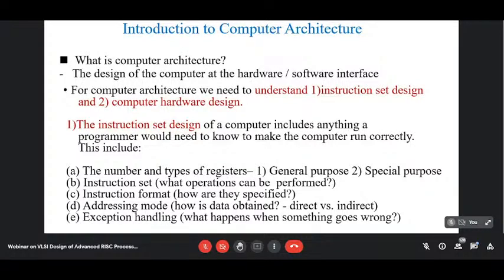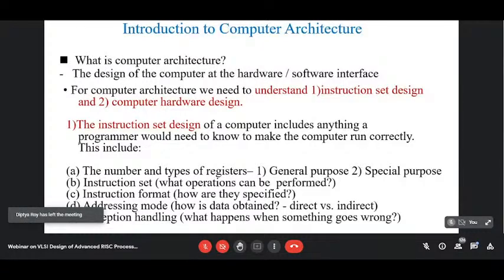And when you write the instruction set, you have to understand the internal architecture of the CPU. Internal architecture means how many registers the CPU has. Out of that, how many are general purpose registers? How many are special purpose registers? What are the instruction sets? What operations can be performed? What is the format of the instructions? Addressing modes, exception handling, meaning the interrupts and all.